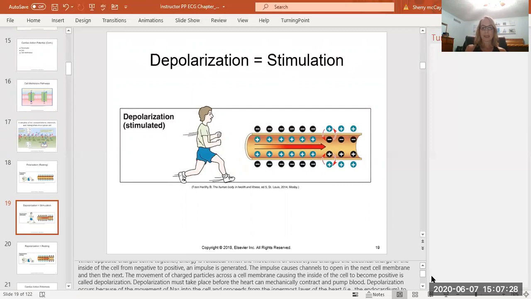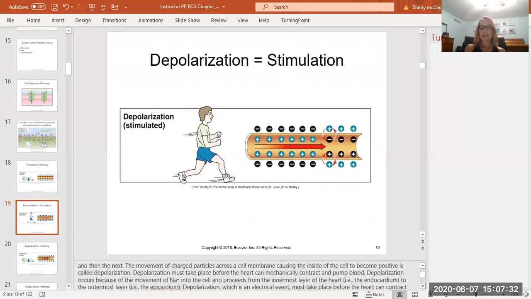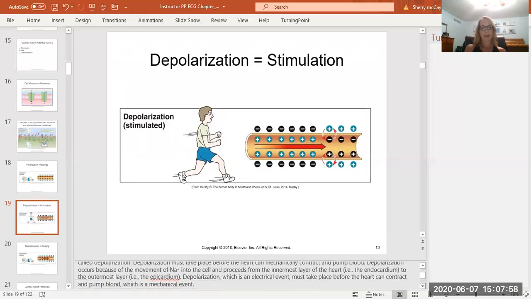This must take place before the heart can mechanically contract and pump blood. Depolarization occurs because of the movement of sodium into the cell and proceeds from the innermost layer of the heart, the endocardium. So the very innermost layer of the heart is the endocardium, to the outer layer, which is the epicardium. Depolarization, which is an electrical event, must take place before the heart can contract and pump blood, which is a mechanical event.